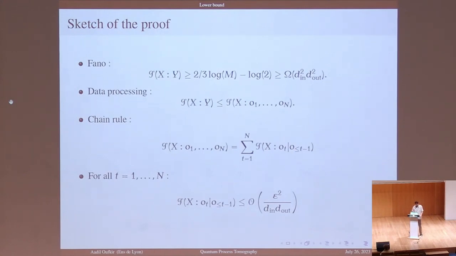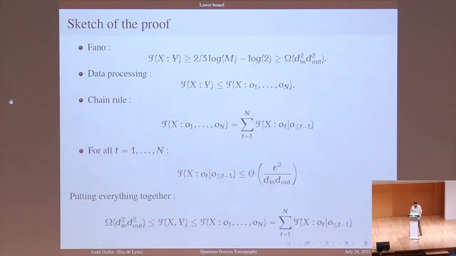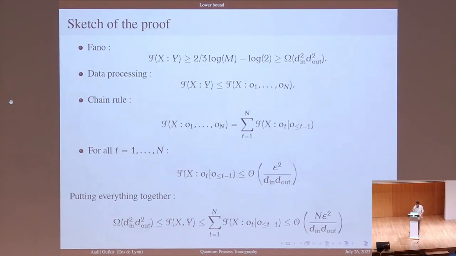Now, if you put everything together, the mutual information is at least some constant d_in squared times d_out squared. And we can upper bound this mutual information by the mutual information between the encoder and the observations. This one can be written as the sum of conditional mutual information. Each of them is upper bounded by some constant epsilon squared over d_in, d_out. So their sum is upper bounded by n epsilon squared over d_in, d_out, and the lower bound follows.